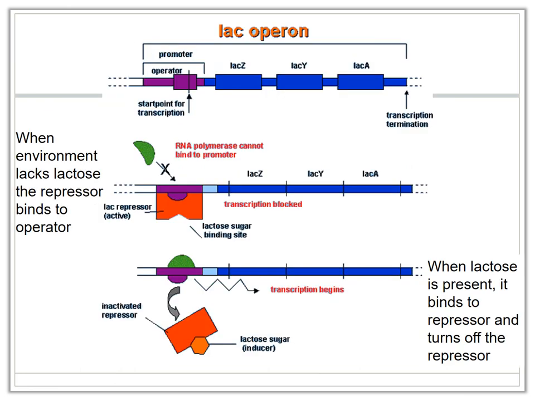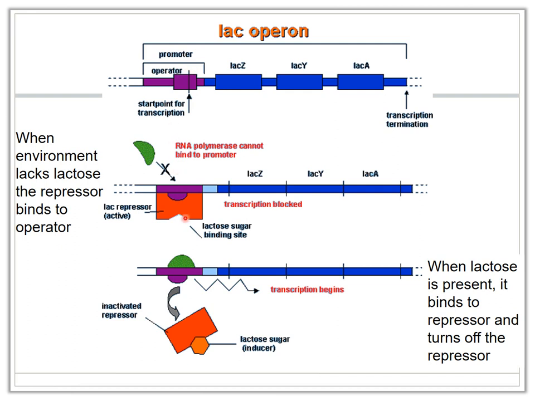So at the top, we see the lac operon. This lac A, lac Y, and lac Z, these are all genes found on the DNA, grouped together. Then you've got this promoter region in the beginning. This is where the RNA polymerase will attach to start transcription. But a portion of this promoter is called the operator.